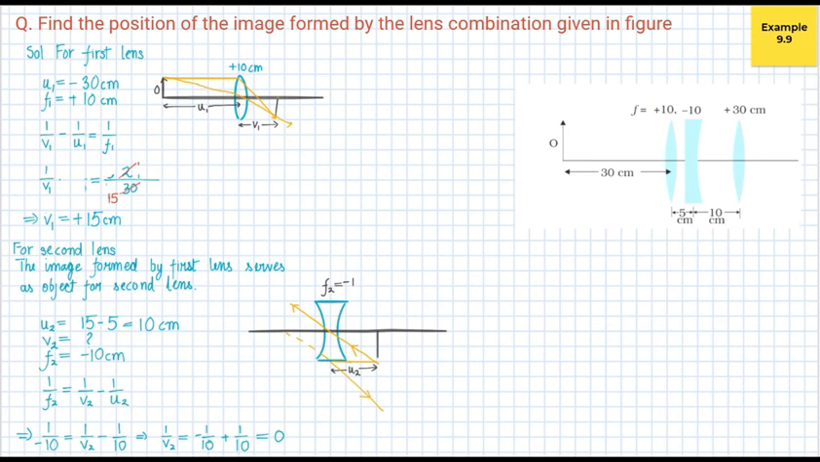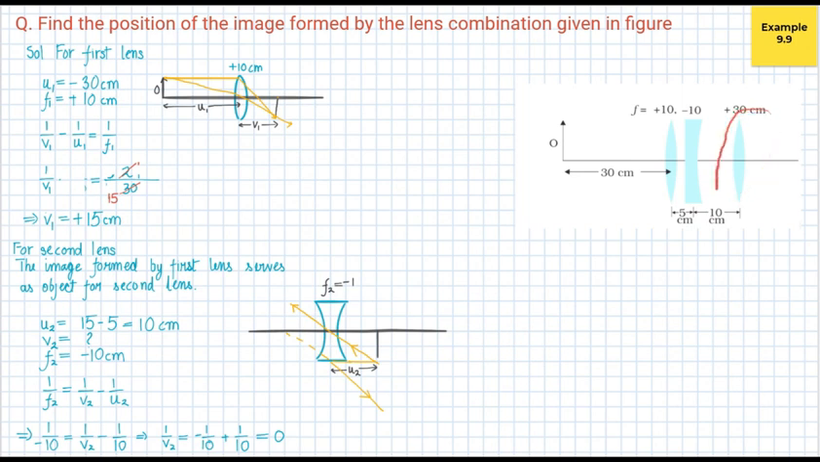So 1 upon V2 equals 0. If I take the reciprocal of this, V2 equals infinite. Why? Since 1 upon 0 equals infinity. Fine. So for your second lens, the image will be formed at infinity, which we can clearly see from this picture. So the image formed at infinity will act as an object for your third lens.